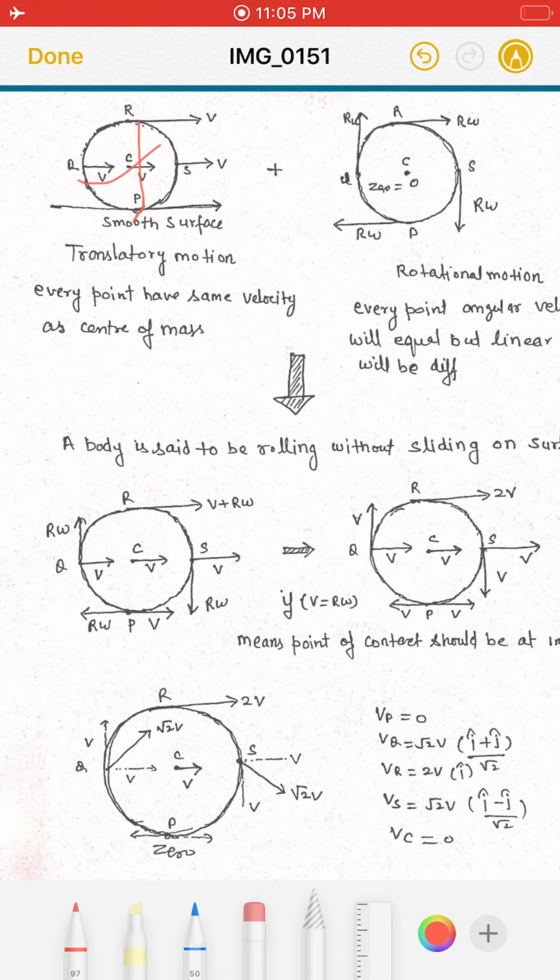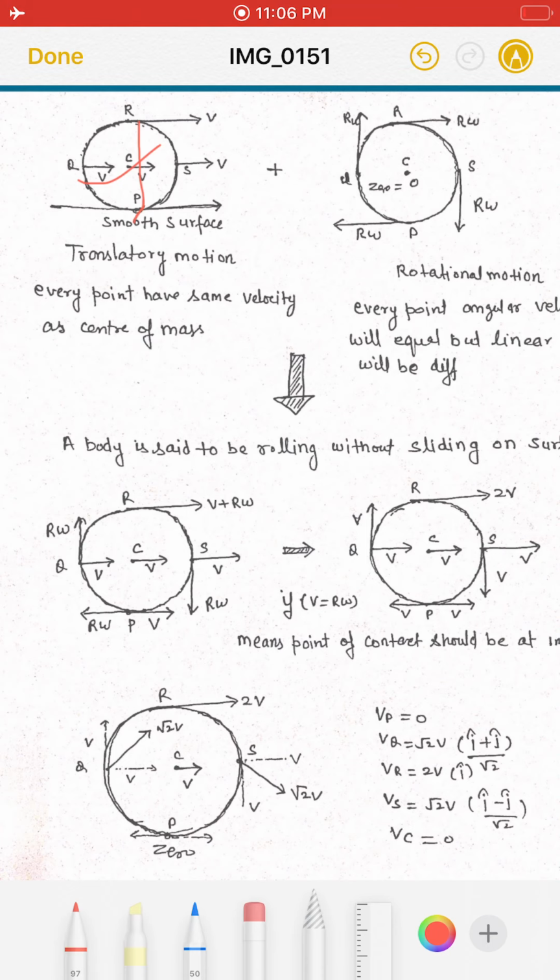I'll explain a little bit what the condition for rolling is, because every translatory and rotational combination is not necessarily a rolling motion. There must be some condition. What's the condition? That I'll explain. Now for the combination I'll take the first diagram and second diagram, merge them over here and make a collective diagram. And now I need to define what is rolling motion, because every combination of translatory and rotational motion is not necessarily a rolling motion.